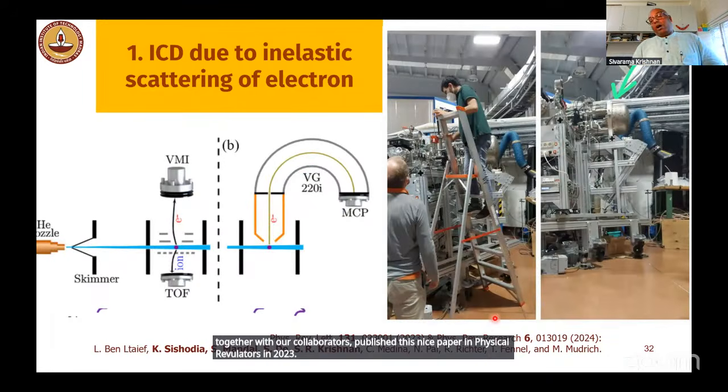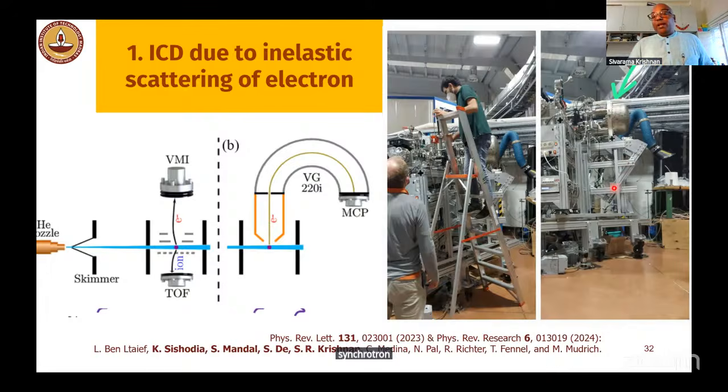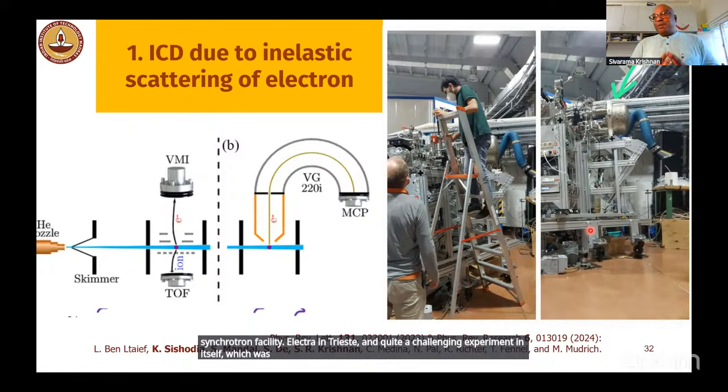So this is how the experiments are actually done in real life. This is Marcel, this is Keshav standing on top of this instrument. So you can put a size scale to where these measurements are done. And this is at a world-class synchrotron facility, Elettra in Trieste, and quite a challenging experiment in itself, which was done actually during the pandemic. This is the product of pandemic work.